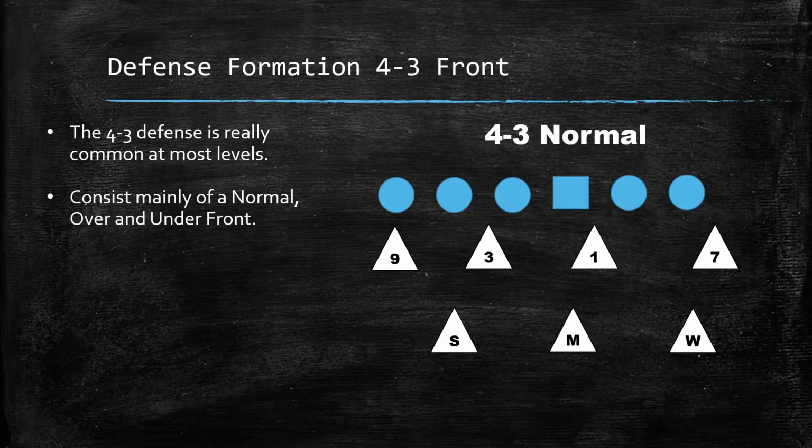Up here on the screen, you will see that this is a 4-3 normal alignment. And again, as you'll see on the side, it is really common at most levels, so high school, college, and the pros, and it consists mainly of a normal, an over, and an under front. So right here in the normal, you'll have your 2 defensive tackles lined up in a 3 and a 1 technique, and then you'll have your 2 ends in a 7 and a 9. Normally, you'll see this lined up to the strength. And this is just to have a balanced look on the line, and you'll usually use this against a running formation. So I form, single back, and things of that nature.